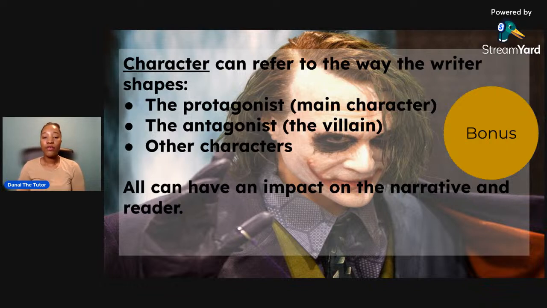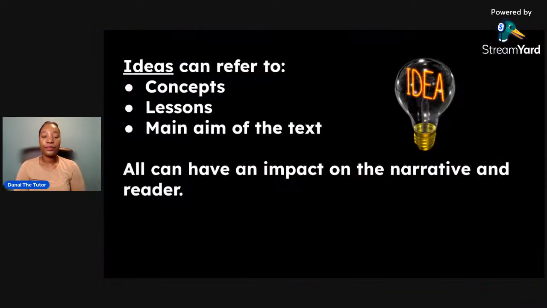So character can refer to the way the writer shapes the protagonist, so that's the main character. The antagonist, that's the villain. And you can see in the background, I've chosen a picture of the Joker because I think that's a well-known villain from Batman. And then other characters as well, okay? All these things, again, they can have an impact on the narrative. The type of character that's being picked will shape the story. So that's another thing that you can analyze.